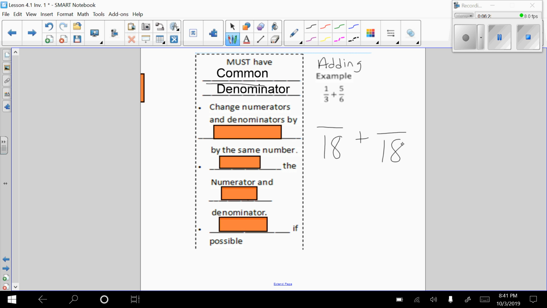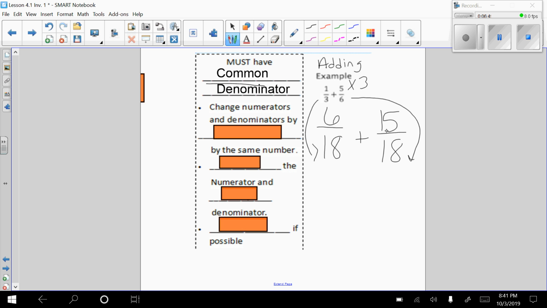Well, ask yourself, what did you do to 3 to get to 18? Well, I multiplied that by 6. I have to do the same thing to the top number. So 1 times 6 is 6. Again, ask yourself, what did you do to 6 to get to 18? I multiplied by 3. I have to also multiply the top number. So I'm going to do 5 times 3 to get 15.